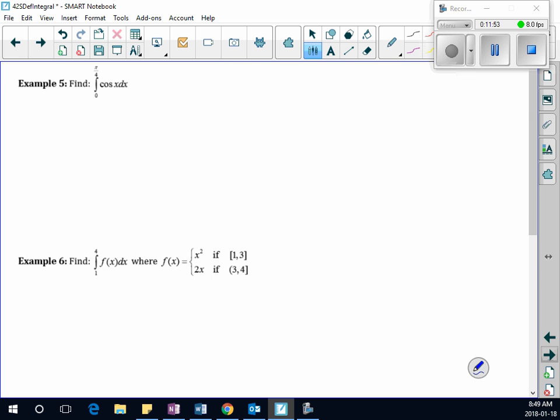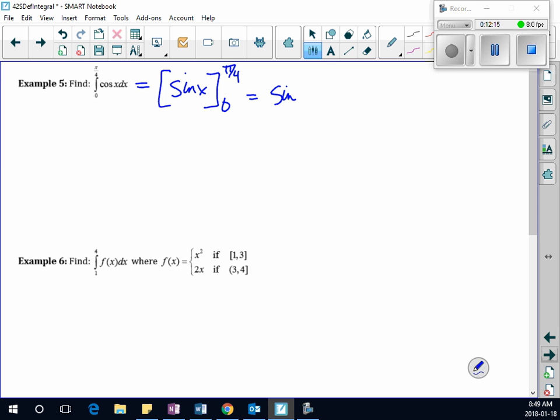Example 5. Antiderivative of cos x is sin x. This is the one that a lot of people will get confused. They forget whether it's a negative or not. Just find the derivative of sin x. What's the derivative of sin x? It's cos x. There's no sign change right there. So of pi over 4 to 0, or 0 to pi over 4.